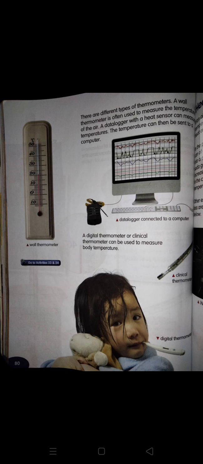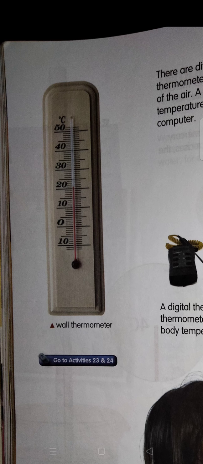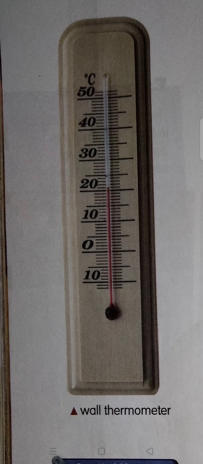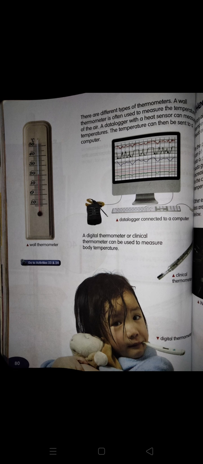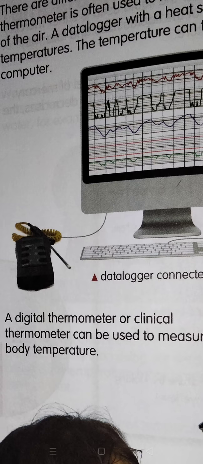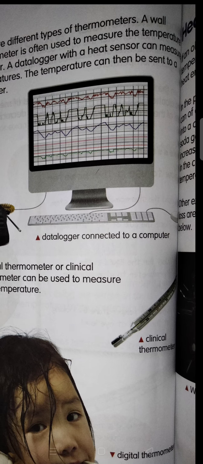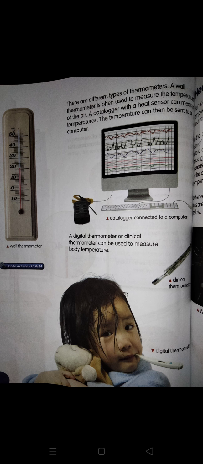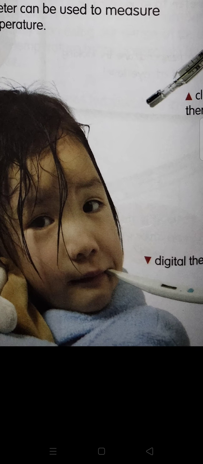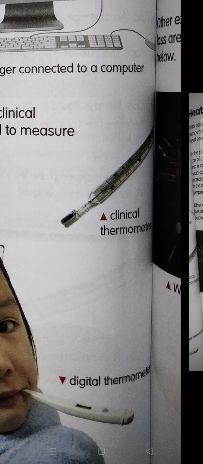There are different types of thermometers. A wall thermometer is often used to measure the temperature of the air. As you can see here, this is a wall thermometer and it is used to measure the temperature of the air, right? And a data logger with a heat sensor can measure temperatures, and the temperature can then be sent to a computer. As you can see here, this is a data logger connected to a computer. So a digital thermometer or clinical thermometer can be used to measure the body temperature, like this is a digital thermometer and this is a clinical thermometer.